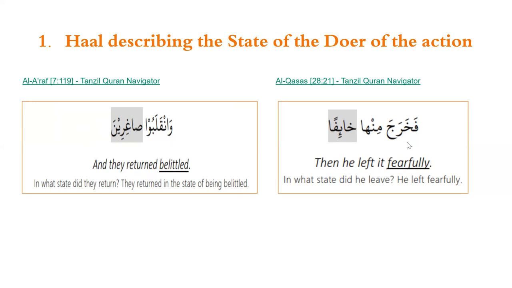So this sentence begins with fa. Fa is harf atf. Kharaja is fa'il madi, right? You know it. And this fa'il madi has huwa in it, so inside is the doer. So this is the verb and the doer. Fakharaja minha khaifan. Then he left it fearfully.